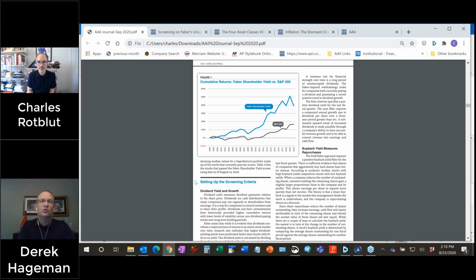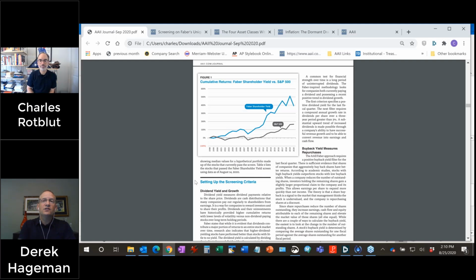So moving on next to buyback yield, and really that measures repurchases. So the AAII Faber approach requires a positive buyback yield filter for the most recent fiscal quarter, because in all the research that Faber used, again, building off Gray and Vogel and O'Shaughnessy, there was sufficient evidence that shares of companies that are aggressively repurchased have better returns over time.